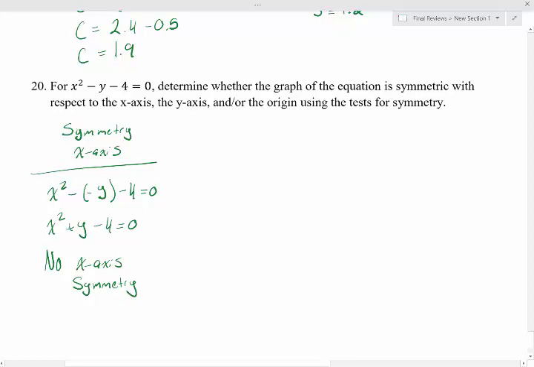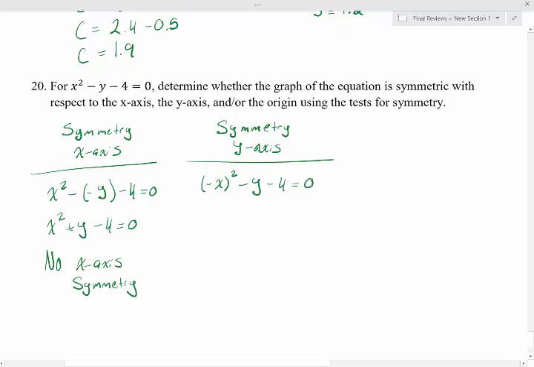Well, let's try symmetry with respect to our y-axis. So for our y-axis, we're going to set x equal to negative x. And again, we're going to simplify and see if we can get back to our original equation. So x equal to negative x. So we're going to get negative x squared minus y minus 4 equal to 0.